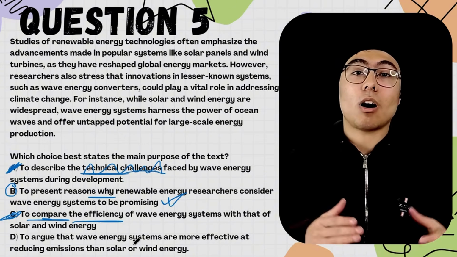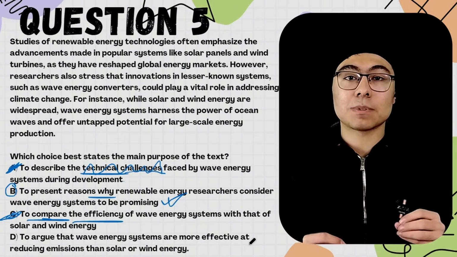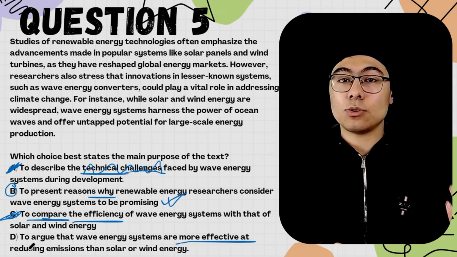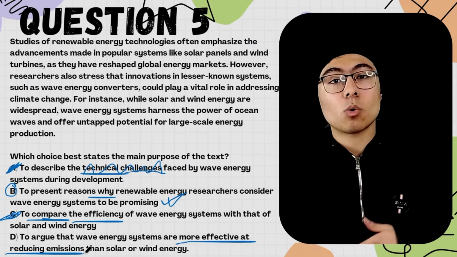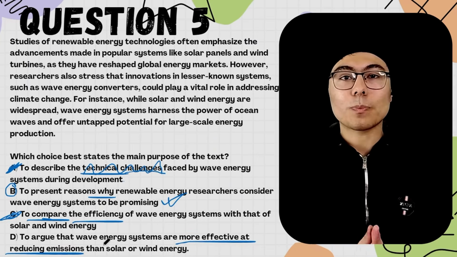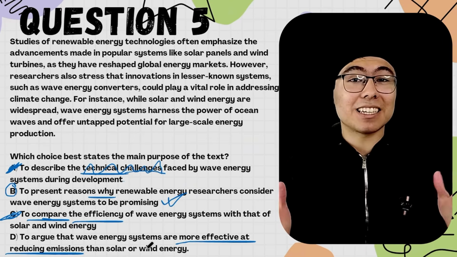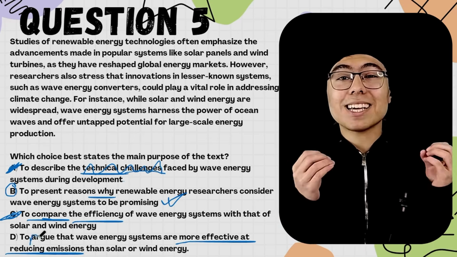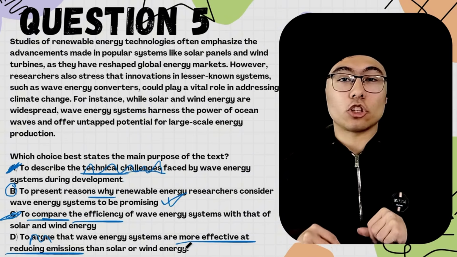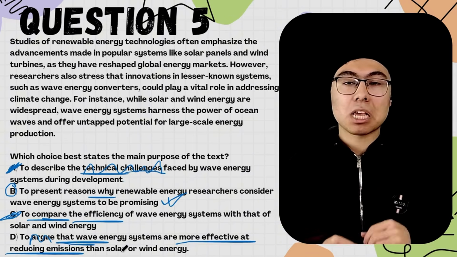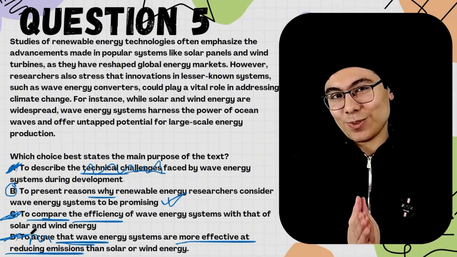Choice D, to argue that wave energy systems are more effective at reducing emissions than solar or wind energy. Absolutely not. The passage isn't making an argument. No one is saying wave energy is the champion of renewables. So we can eliminate this choice as well.